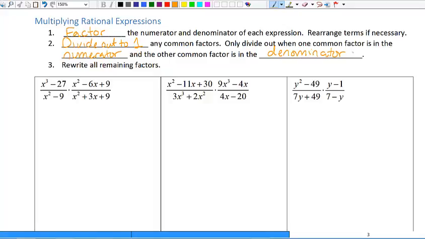So first thing I need to do is factor. There's a lot more factoring to do than in reducing because now I have 4 polynomials to factor. None of these have a GCF, so I'm going to go ahead and start factoring. The first one is a difference of cubes. The denominator is a difference of squares.